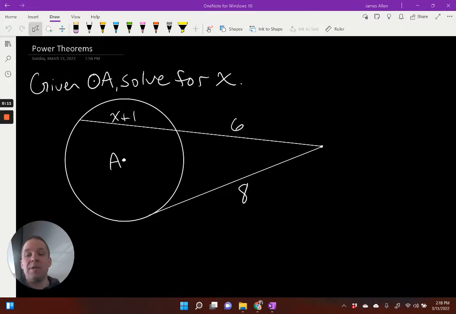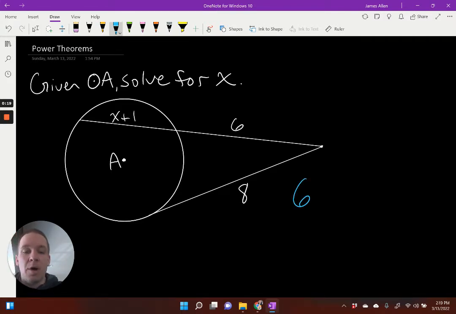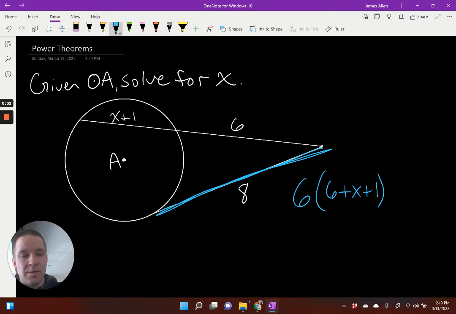So what we have here is a secant line and a tangent, okay? I know that the outside part, that's going to be 6, multiplied by the entire part, which is 6 plus x plus 1, is going to equal the tangent part squared. Basically the outside part times the entire thing, which ends up being the outside part as well. So we can just go ahead and square that portion.